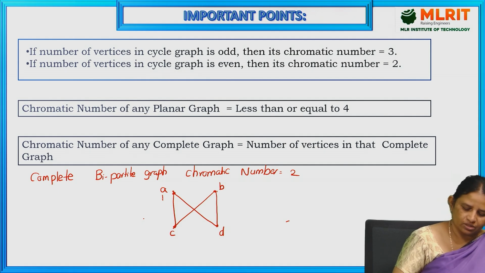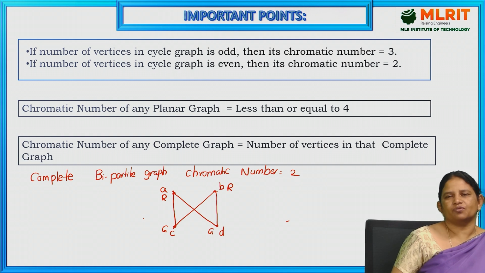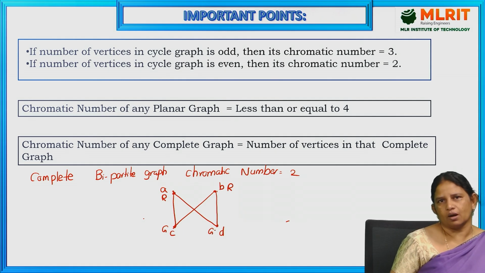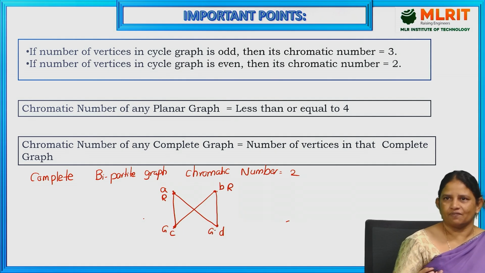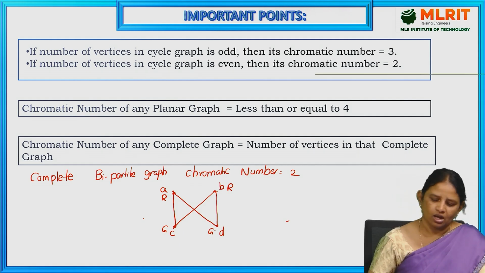What is the chromatic number for a complete bipartite graph? We can use red color for A. Don't use the red color for D and C. We can use it for B, and green for the others. So for a complete bipartite graph, the chromatic number is 2. What we have discussed up to now is what graph coloring is and what the chromatic number is. Now we consider one more example of how to calculate the chromatic number.